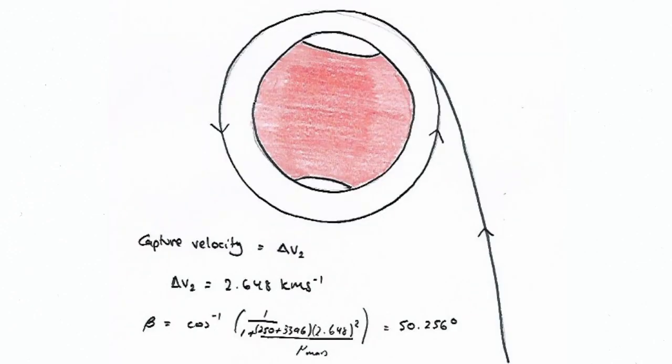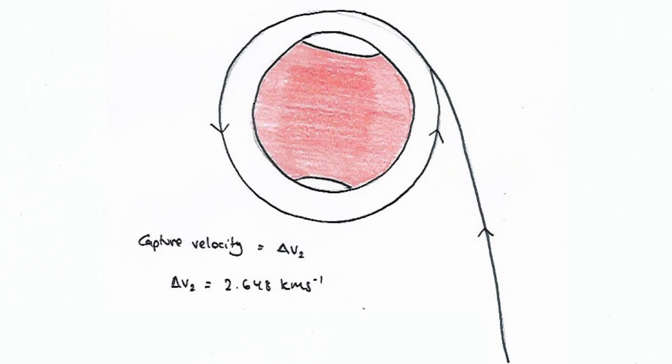Great. How are we going to stop? Well, this is something called capture velocity, which is exactly what it sounds like. Capture velocity is how much velocity is required to get our spaceship into Mars orbit. Well, how much is it? It is exactly delta V2.